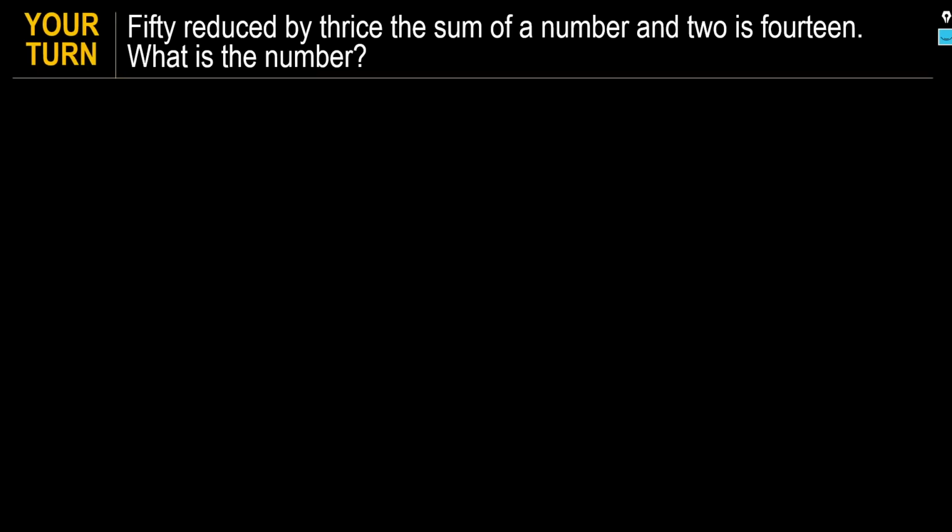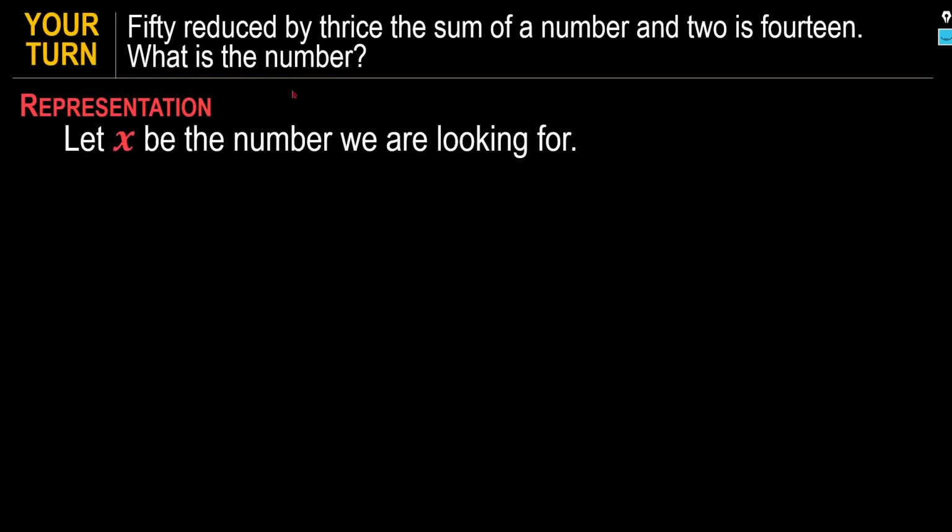Right. At this point, you should have an answer. Let's see. For my representation, what is the number? I'll let x be the number that I'm looking for. Okay? Then I set up my equation by dissecting it. 50 reduced by, so you subtract from 50 thrice, 3 times, the sum of a number and 2. So, my equation should be this: 50 minus 3 times the quantity x plus 2 is equal to 14. Is that what you got? Okay?